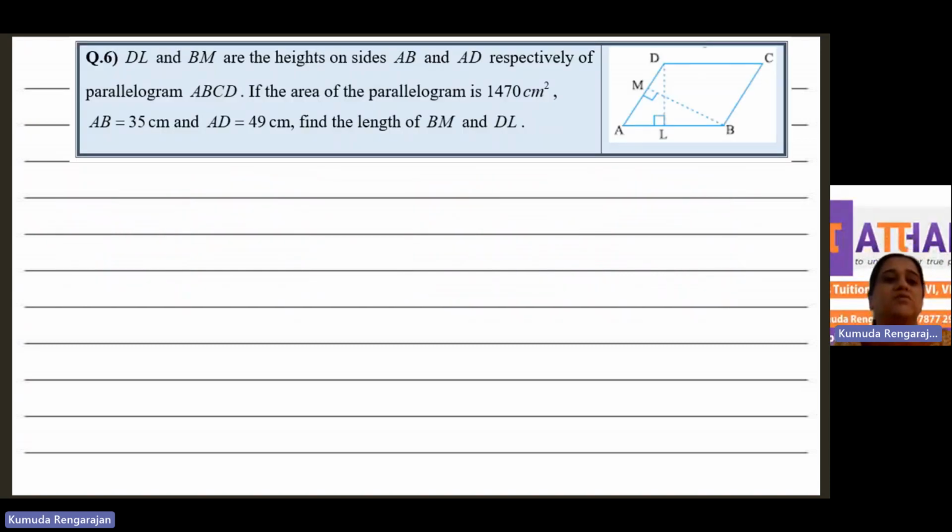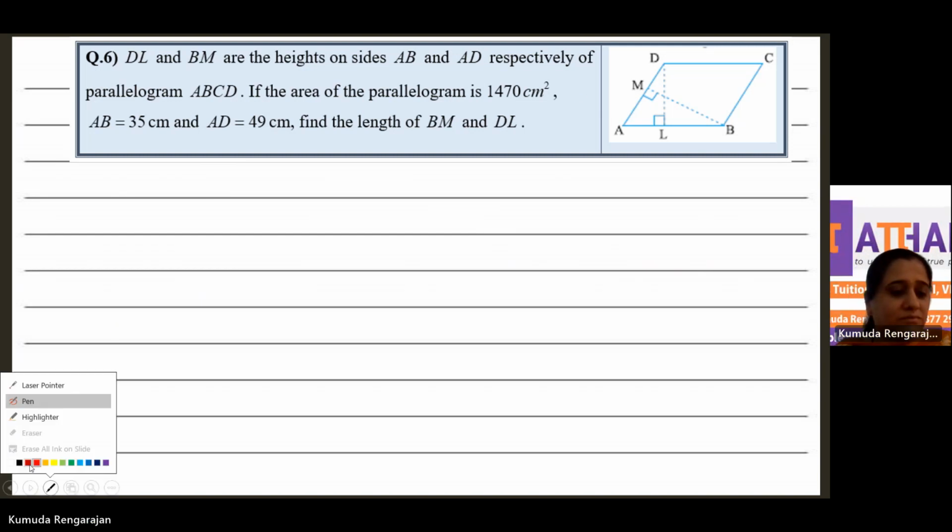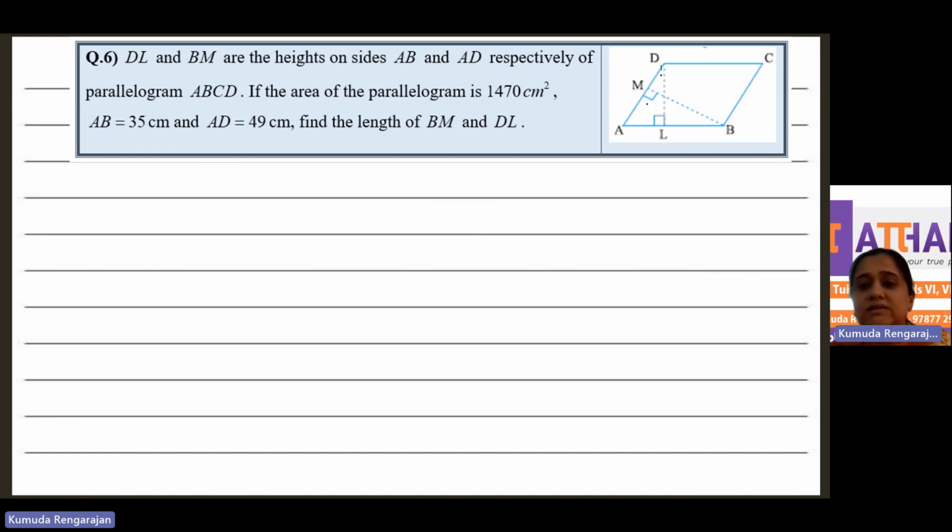We're continuing with the class. So this is the next question. Don't write anything. Please listen to me. I'll give you time to write. This question says DL. Look at the figure. DL and BM are heights. So where is DL? This is DL. And this is BM.